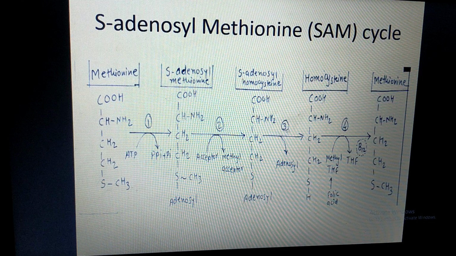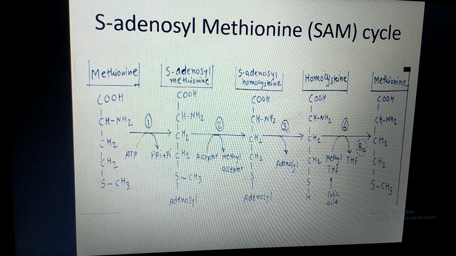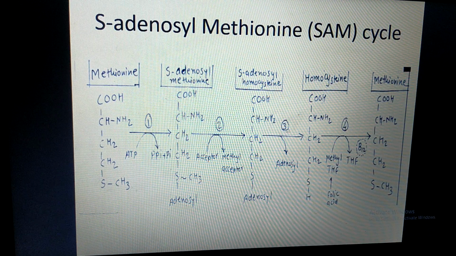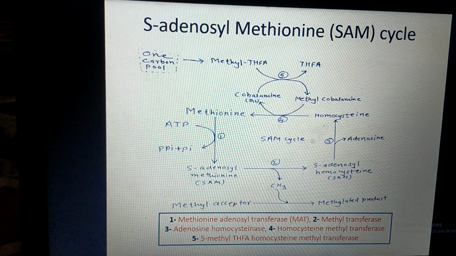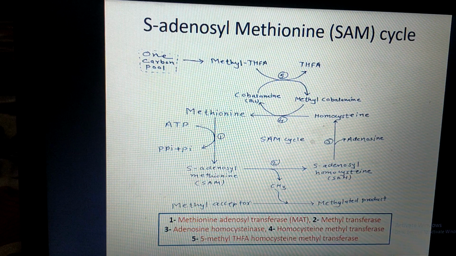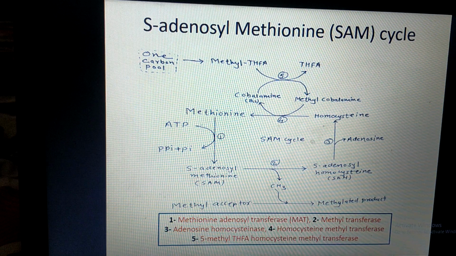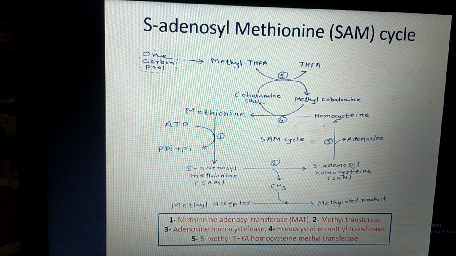Now this methyl group is donated to the homocysteine by methyl tetrahydrofolate with the help of vitamin B12 or cobalamin, and this methyl group then binds with the sulfur atom to regenerate methionine. So this cycle starts from methionine and ends with methionine. So therefore it is called the SAM cycle. This is the actual SAM cycle that you have to draw in the exam. So here the same is written.